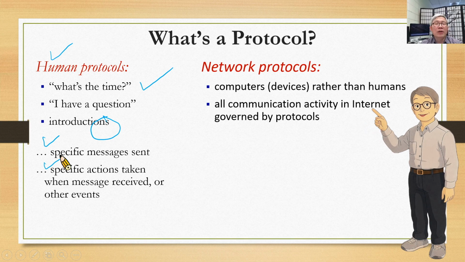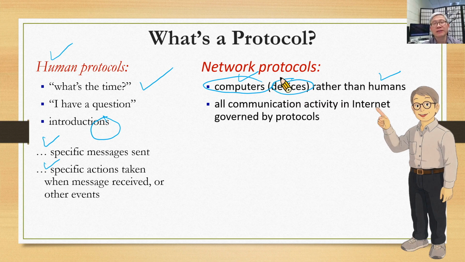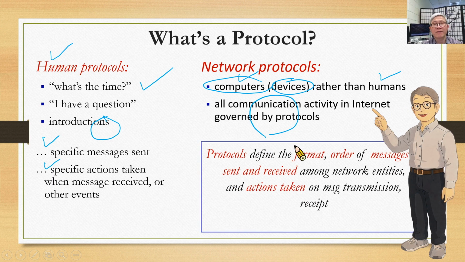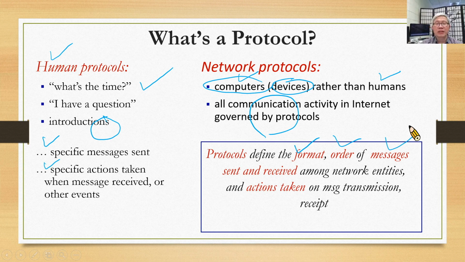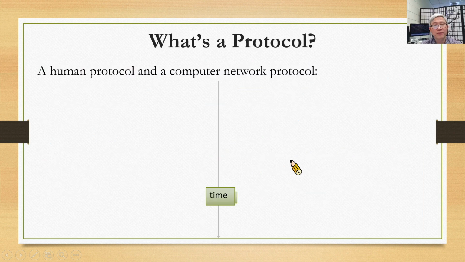As for network protocol, similar to that one, we change humans to computers, so that we have roles for computers or devices. All the communication is actually not among humans, but this time among devices. And so we need to define the format, order of messages to be sent, and actions to be taken. If we put them together, then we can form a protocol.